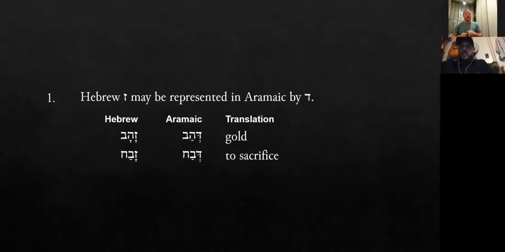So in Hebrew we have the word zahav, gold. In Aramaic, dahav. Zahav, dahav. Same word, little bit of difference. First of all, we notice that this has a long vowel in the first syllable, and this one is reduced. It's very, very common that for whatever reason, the first syllable in Aramaic is going to reduce where it's long in Hebrew.